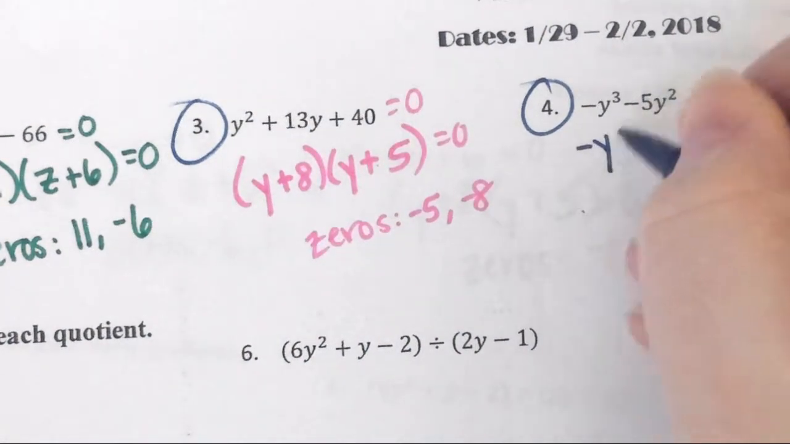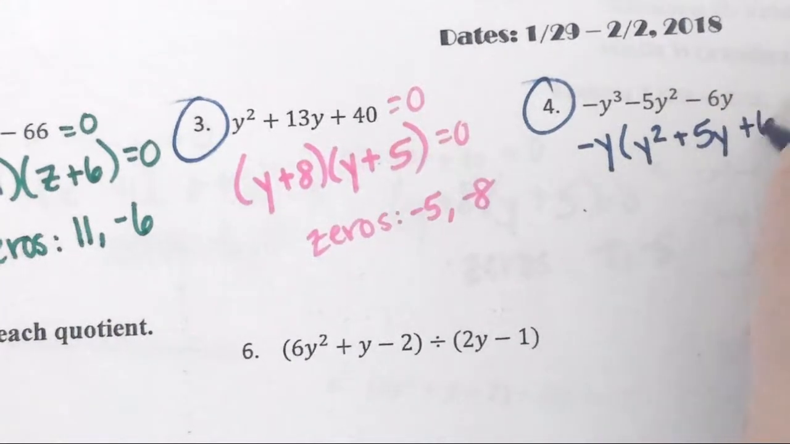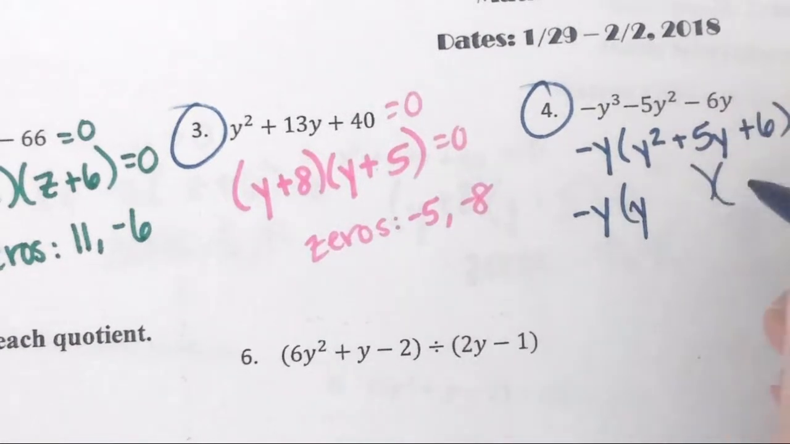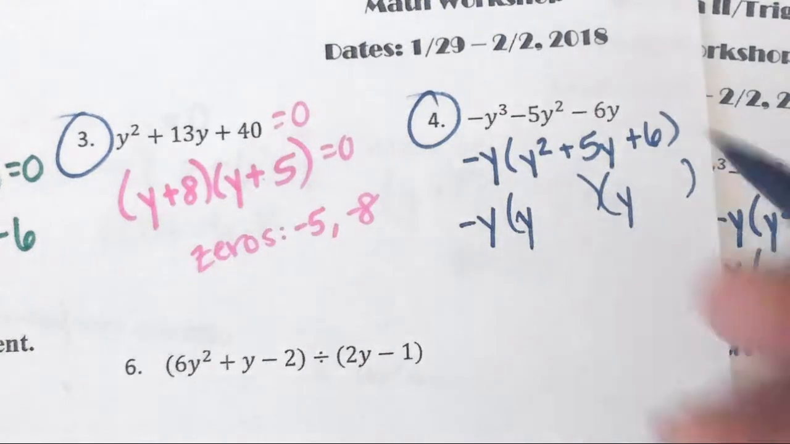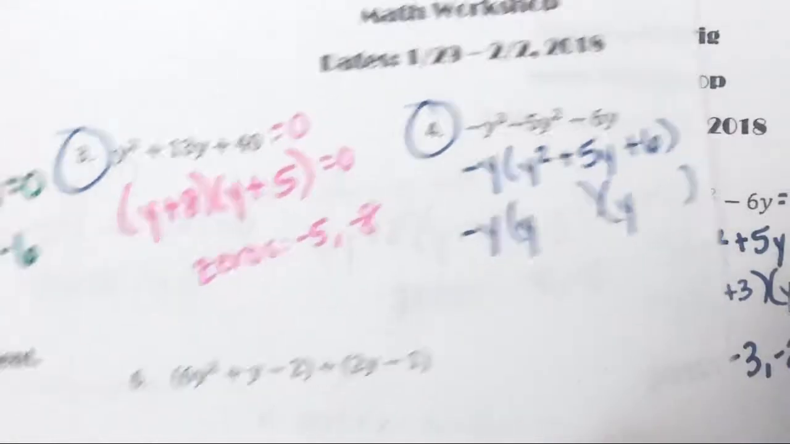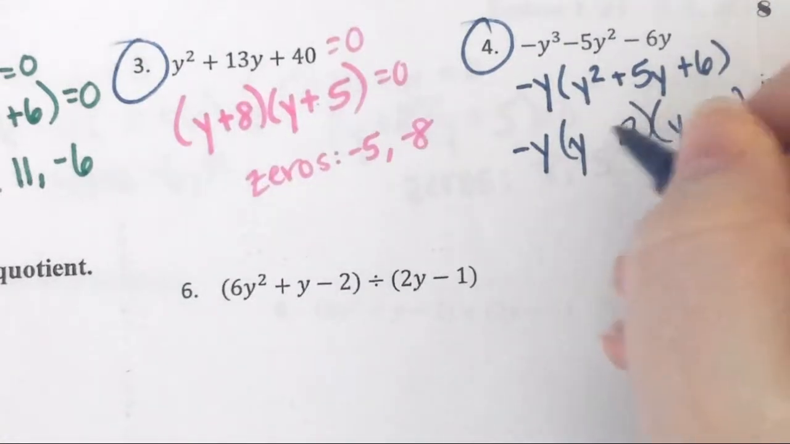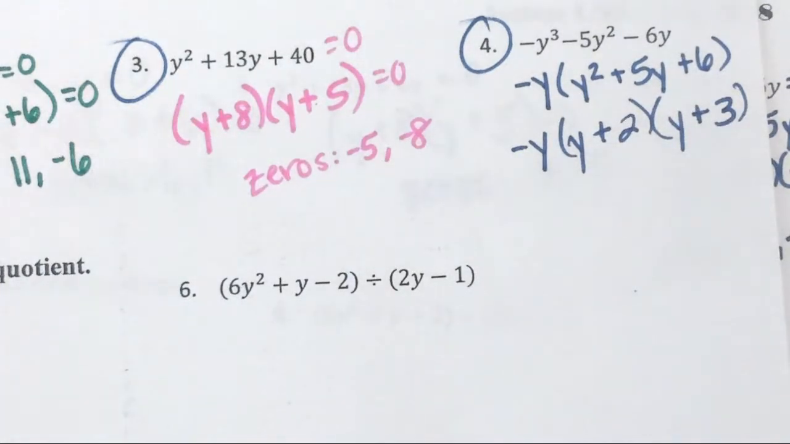Take out a negative y. So y squared plus 5y plus 6. Factor y squared plus 5y plus 6. It's still an easy factor. 1 and 6 would add to 7. 1 and negative 5 would add to negative 4. 2 and 3, yes, dear. 2 times 3 is 6. 2 plus 3 is 5, yes.